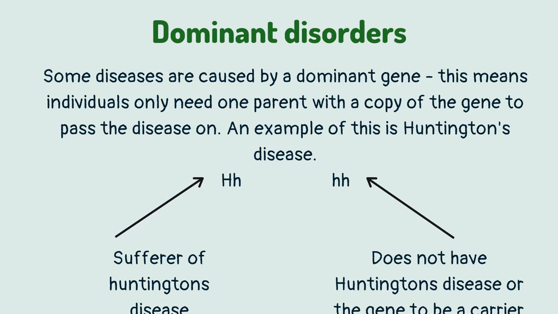Some diseases are caused by a dominant gene. This means individuals only need one parent with a copy of the gene to pass the disease on. An example of this is Huntington's disease.